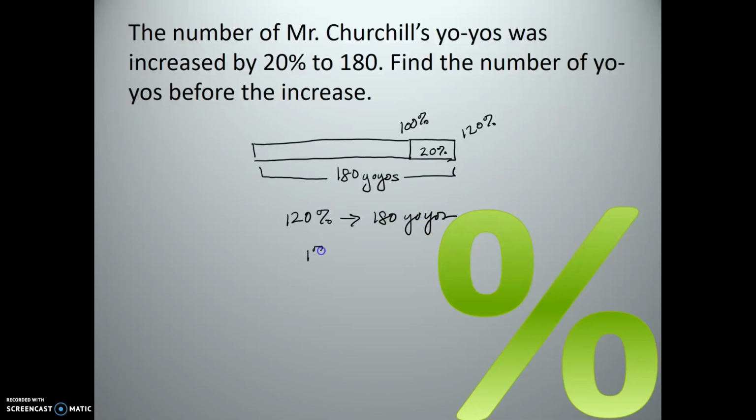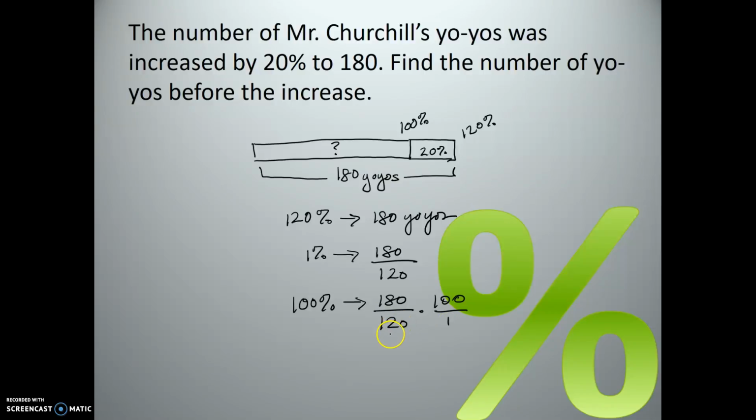So let's divide both sides by 120. So 1% equals 180 over 120. Don't solve it, just leave it like that. And we want to solve for 100%, right? Because we want this number in here. So 100% is going to equal 180 over 120 times 100 over 1.